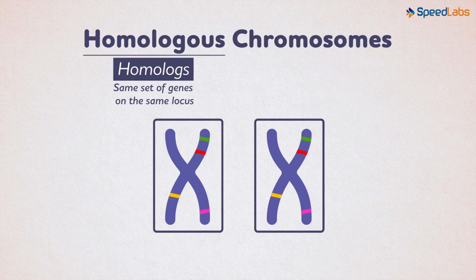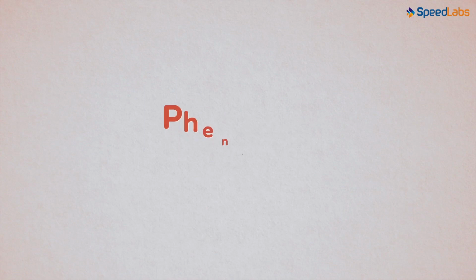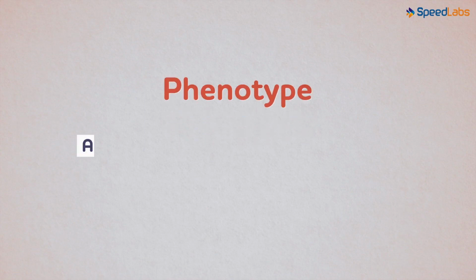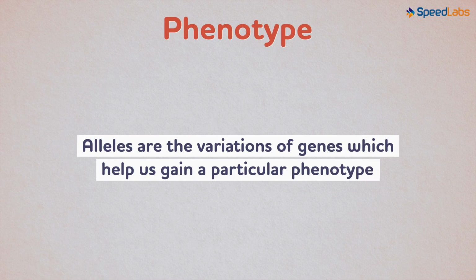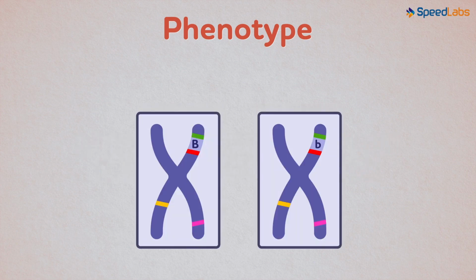But one term that was mentioned in the previous video was phenotype. We said that alleles are the variations of genes which help us gain a particular phenotype. So what does phenotype mean? Before moving ahead, tell me one thing. What's this BB called as?